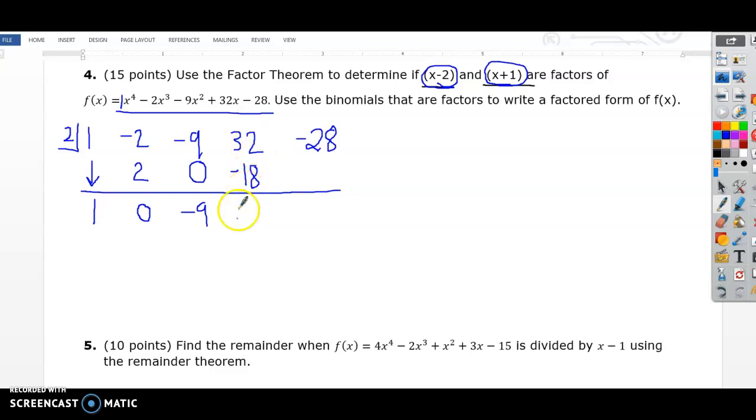32 minus 18 is 14. 14 times 2 is 28. Negative 28 and then positive 28 is 0. Since my remainder is 0, that means it is a factor. So x minus 2 is a factor.